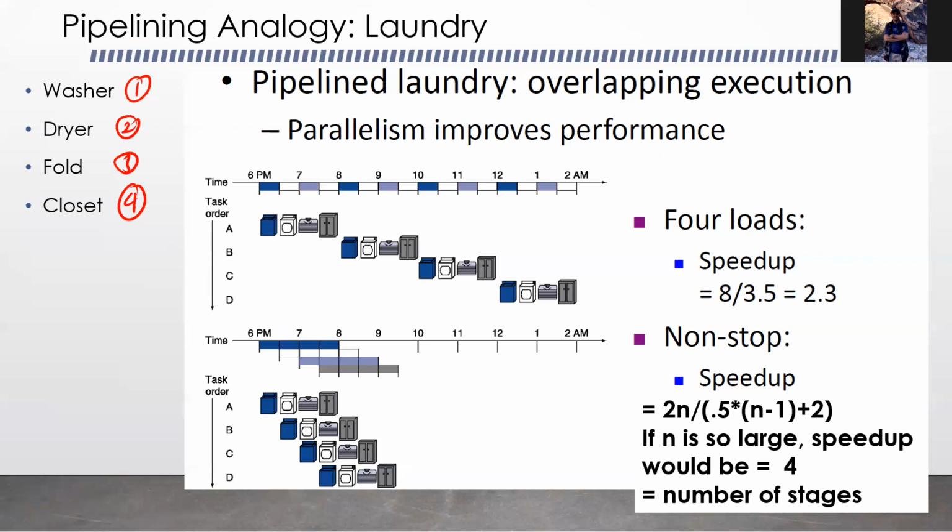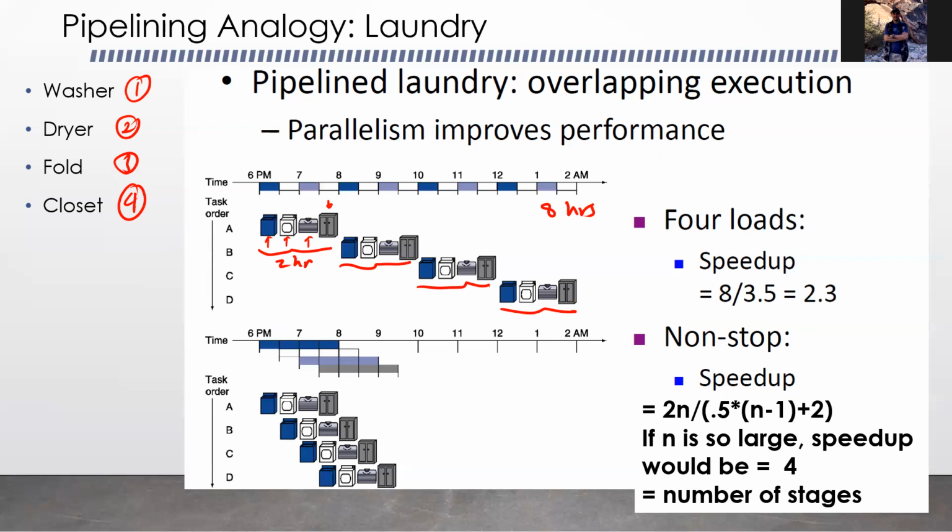Let's assume each one of these stages takes half an hour. The washing machine takes half an hour. The dryer takes half an hour. The folding takes half an hour. Putting the clothes into the closet takes another half an hour. So one user takes 2 hours. With no pipelining, if you have 4 users or 4 loads of clothes, you're going to have 8 hours to complete the laundry for 4 users.